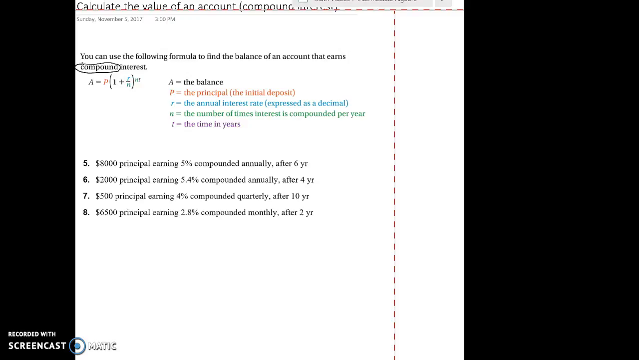Or if it's a bad thing and you owe money and it's compound interest, that means you might end up owing more money over time. So here's the formula. Absolutely make sure I've got this jotted down.